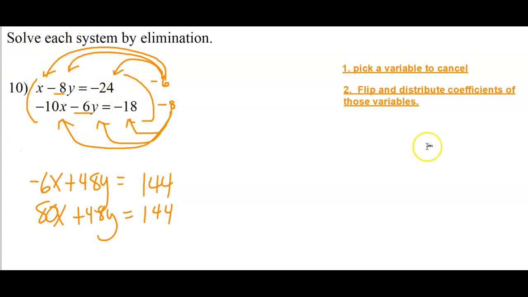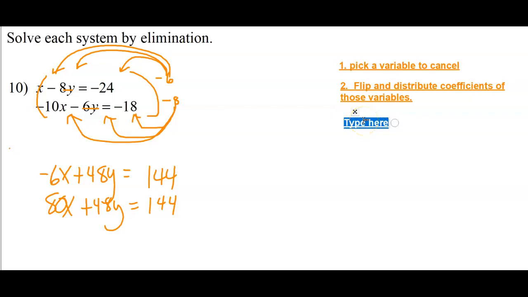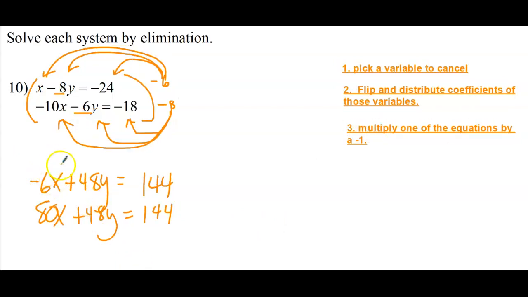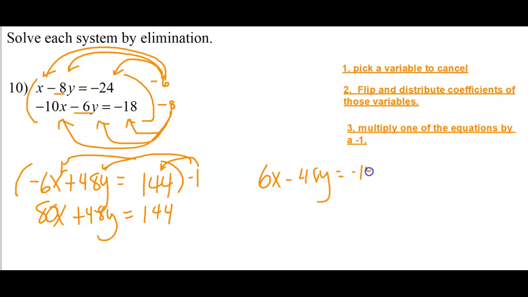So the next thing that we do for elimination method is we're going to multiply one of the equations by a -1. Okay. So I'm going to pick one of the equations. It doesn't really matter which one you pick, but I'm going to go ahead and pick the top one here, and I'm going to multiply the whole thing by a -1. So I'm distributing again. And that's going to result in me having the following. The top is now going to be positive 6x minus 48y equals -144. And the bottom one is still going to be the same because I haven't done anything to that one.